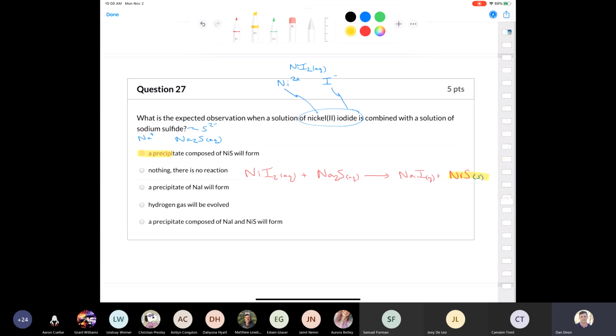Here's the answer. A precipitate composed of nickel 2 sulfide will form. Look at the other possibilities. Nothing. There's no reaction. That's not going to happen. Sodium iodide is not a precipitate. Sodium iodide is a soluble compound. I determined that from the solubility rules. Hydrogen gas, no. A precipitate composed of both of these, no. And so the answer is A.